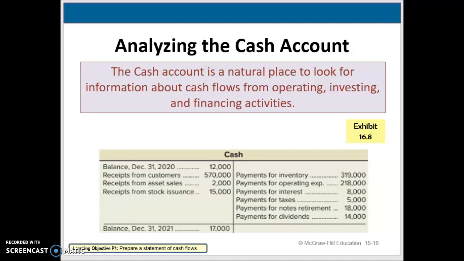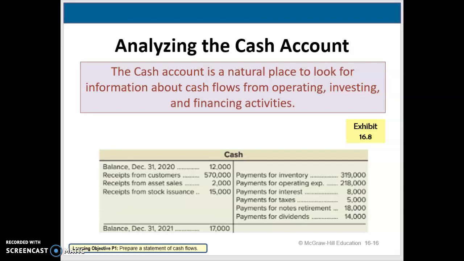It shows that the cash account increased $5,000 from $12,000 at the beginning, December 31st, 2020, to $17,000 at the end, December 31st, 2021. And then we have the individual cash transactions that are summarized in the cash account according to the major types of cash receipts and cash payments. So, for example, only the total of cash receipts from all customers is listed. The individual cash transactions that make up those totals can be thousands depending on how large your company is. So accounting software is able to provide those summary amounts for you. And that's going to help us as we go through to analyze it.